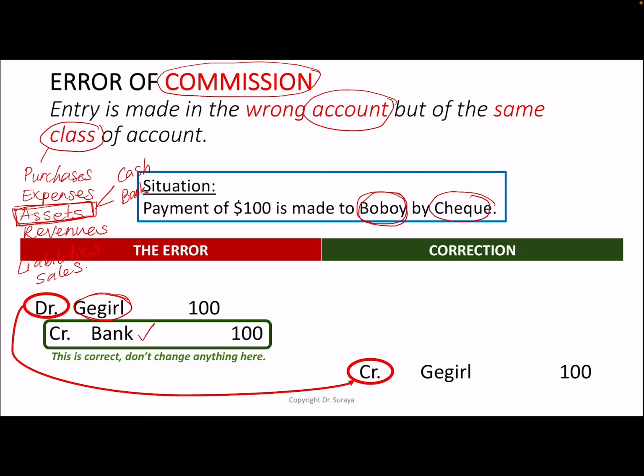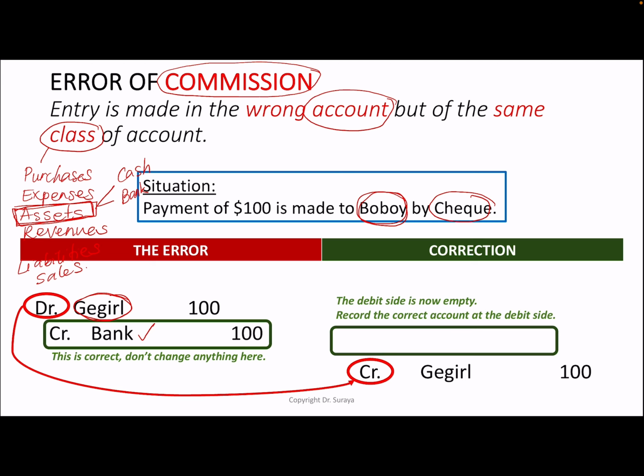Okay, take the whole thing, Gurgle. Now your debit is empty, because you have removed the Gurgle from the debit. You make Gurgle into a credit. So now there is an emptiness there. This is where you correct the actual thing. So record the correct account where it was empty.